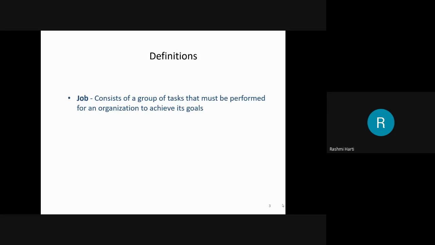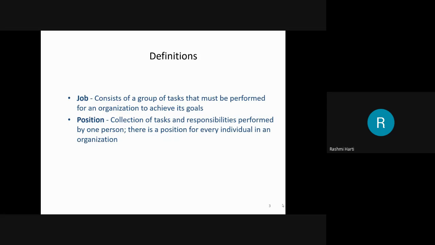So when I say a particular job, what does it mean? It means the group of tasks, the various tasks which you are going to do in that particular job. Now when I say position, it consists of a collection of tasks and responsibilities performed by one person. So if I say a particular position, that position describes the collection of various tasks that particular person will be doing, as well as the responsibility held by that person. That is called a position. So position tells where an individual fits within an organization.